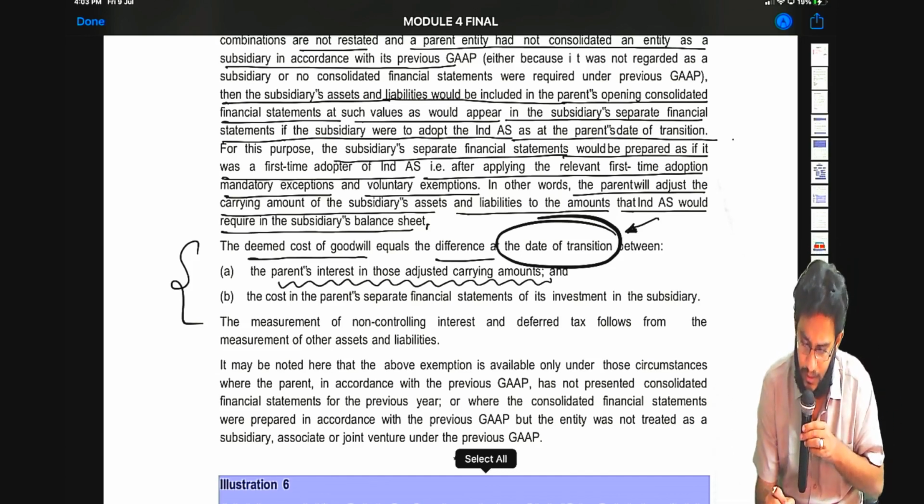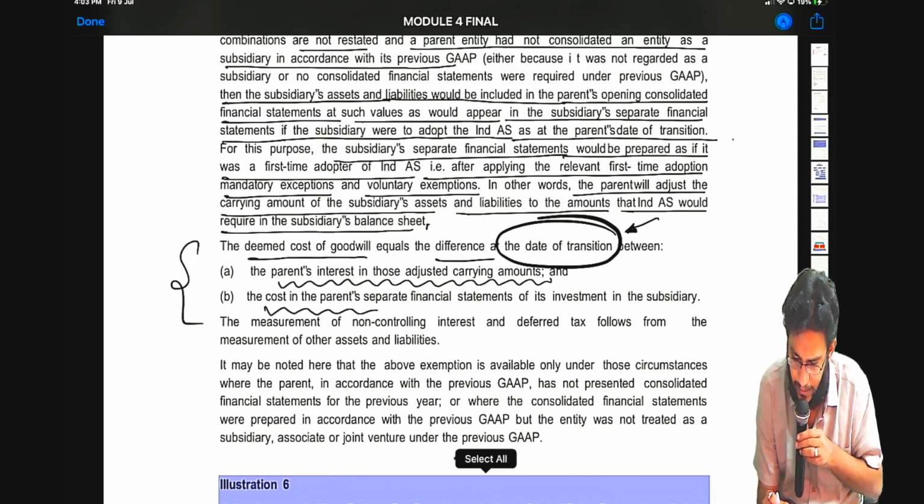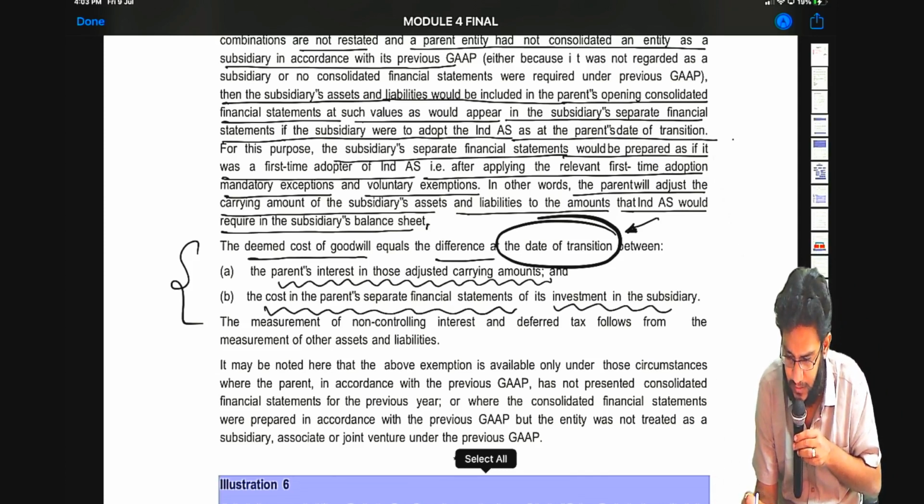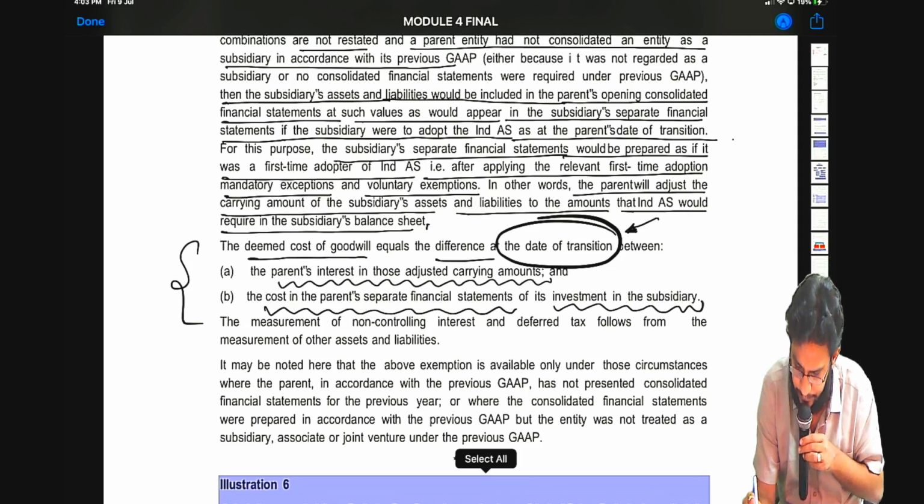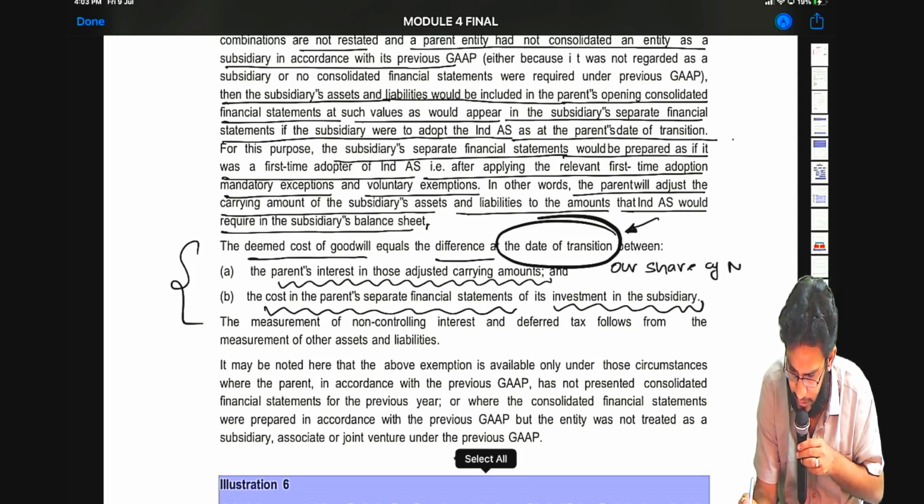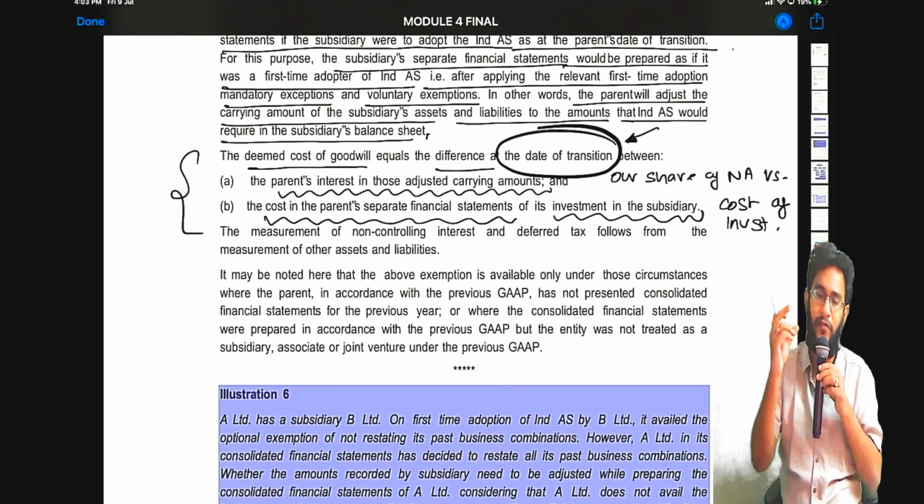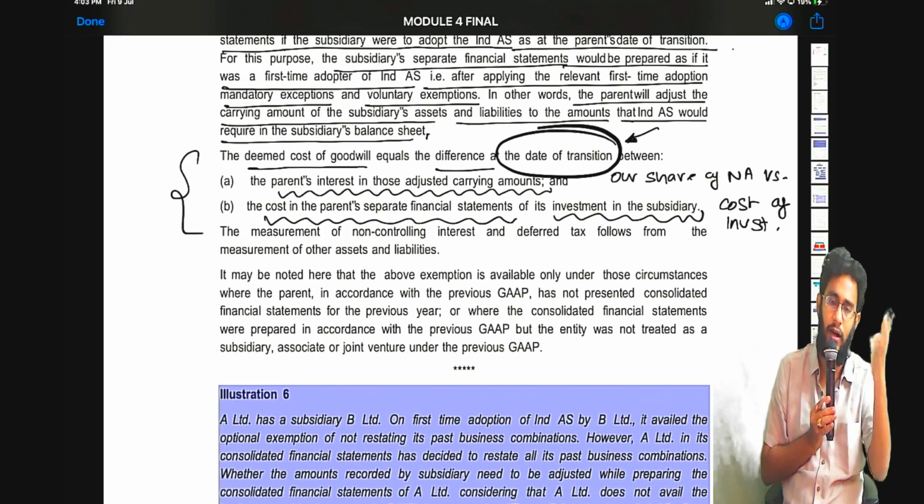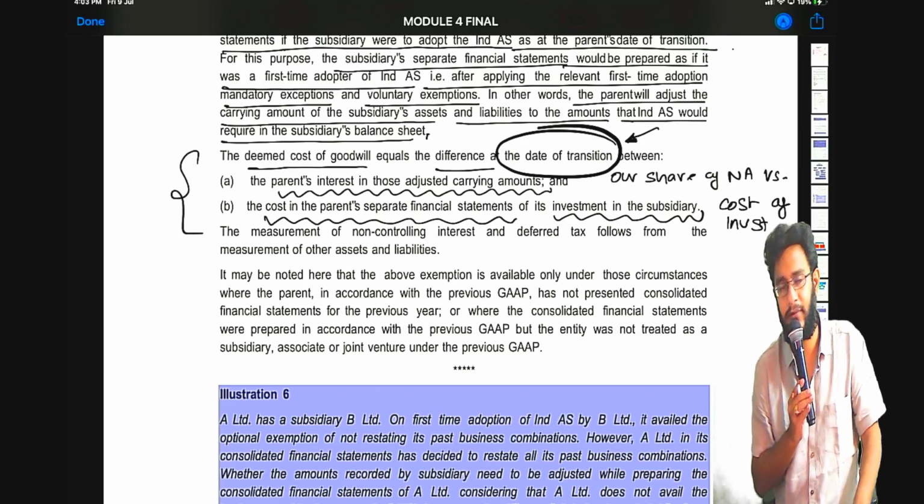And the cost in the parent's SFS of its investment in the subsidiary. This is nothing but our share of net assets versus the cost of investment. These two, the difference whatever is there, that difference you identify as goodwill or capital reserve.